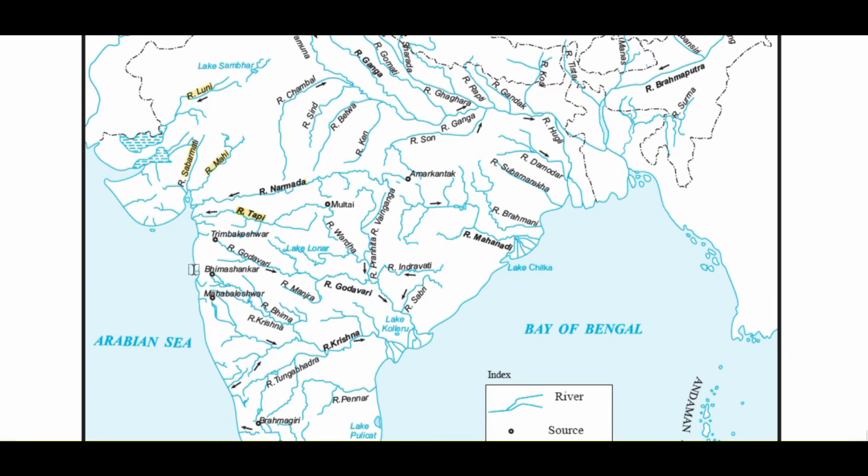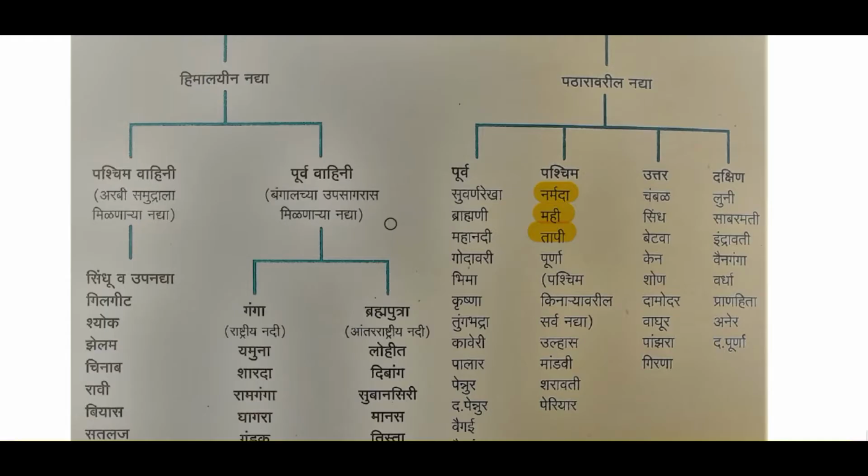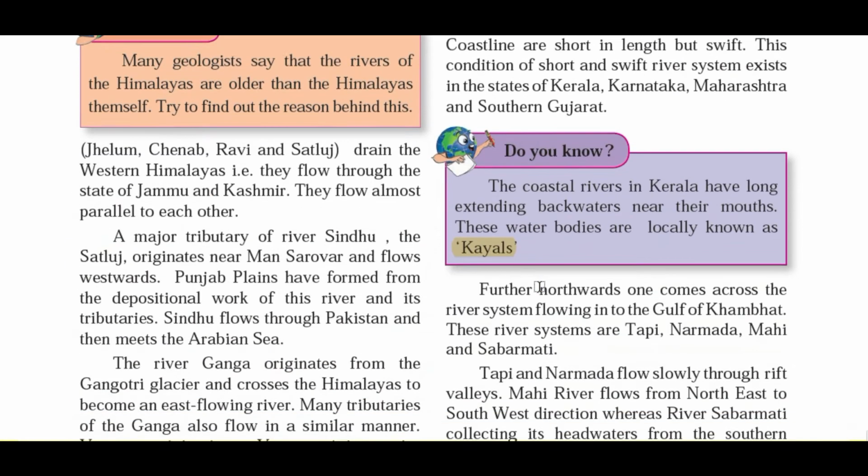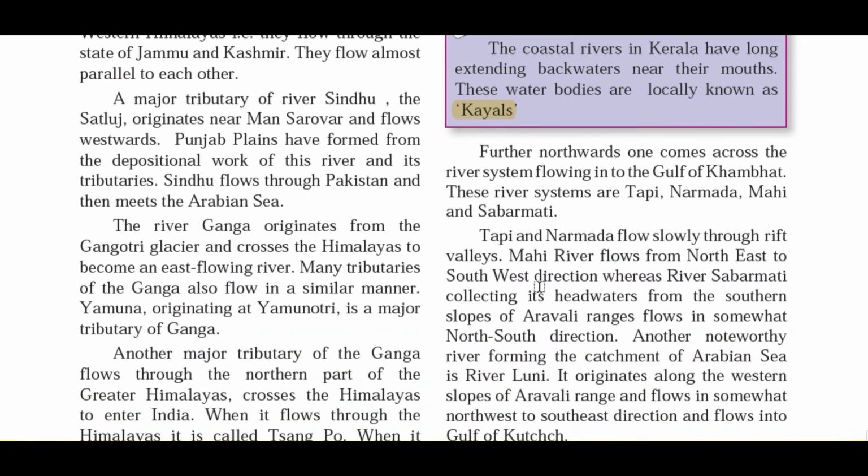The coastal rivers are very minor. Their length is very short. So remember this. Then next, Tapi and Narmada flow slowly through a rift valley. Mahi River flows from the northeast to the southwest direction, whereas River Sabarmati, collecting its headwater from the southern slope of the Aravali ranges, flows in a somewhat north-south direction.